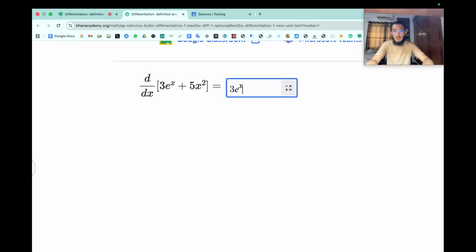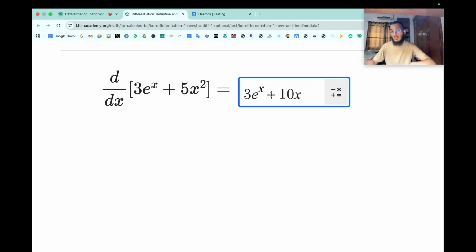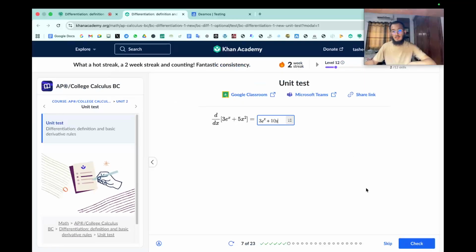And differentiation of 5x squared is 10x, because you multiply 5 with 2, it's 10, and you reduce the power by 1, so x. And this is the final answer.